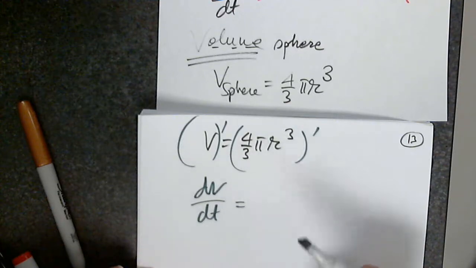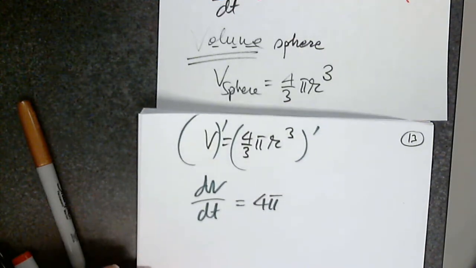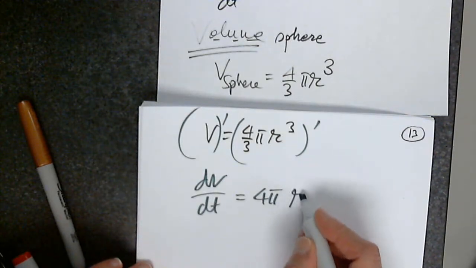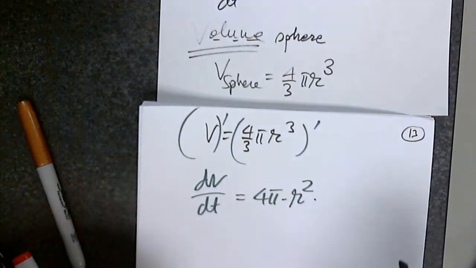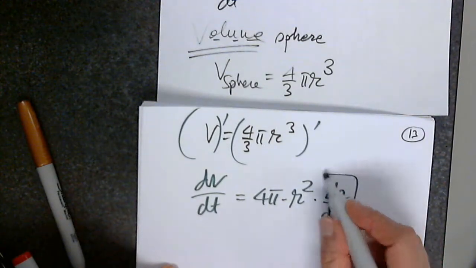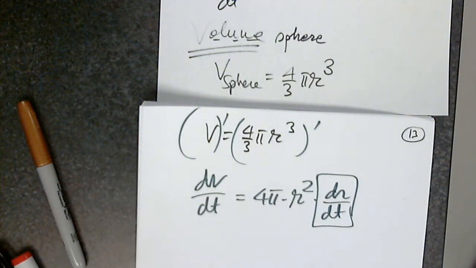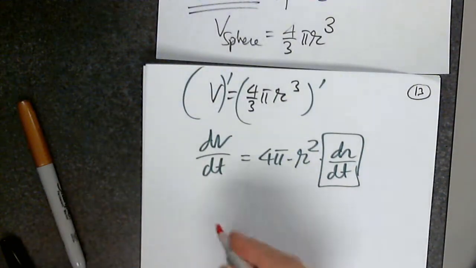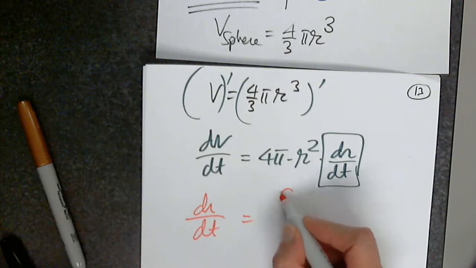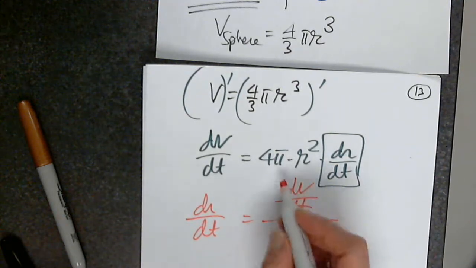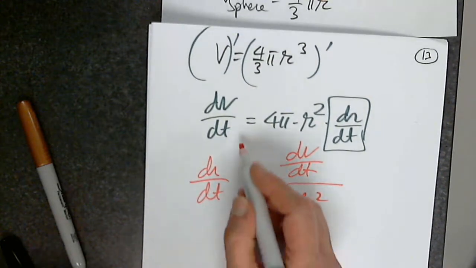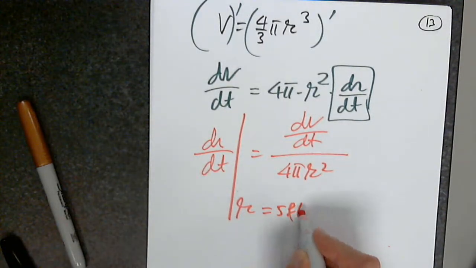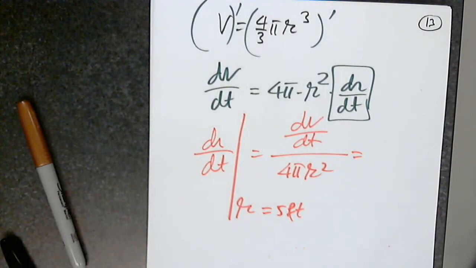So when I bring 3, it cancels the denominator, so it's 4 pi. What else? Good. Times. I'm after this. What should I do? Of course. And it's done. So dr over dt is nothing else but dv over dt, everything divided by 4 pi r squared. And now I'm ready to evaluate this when r is 5 feet. Good. That's it. Nothing else.